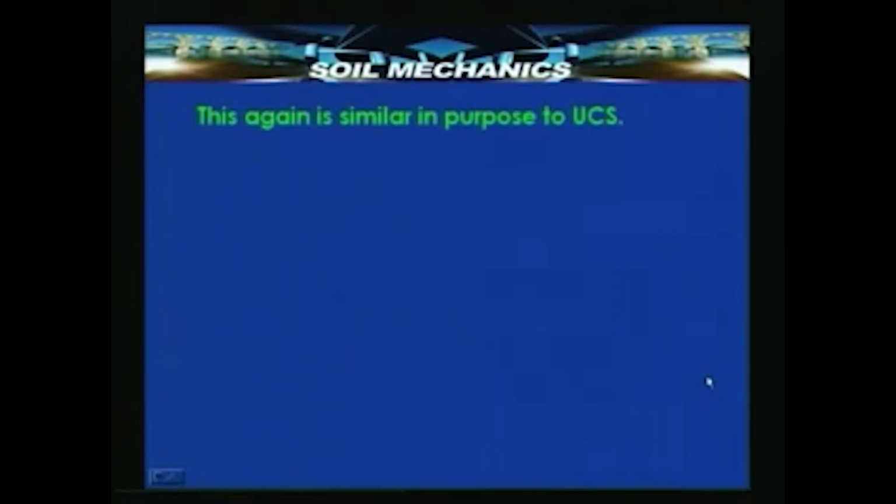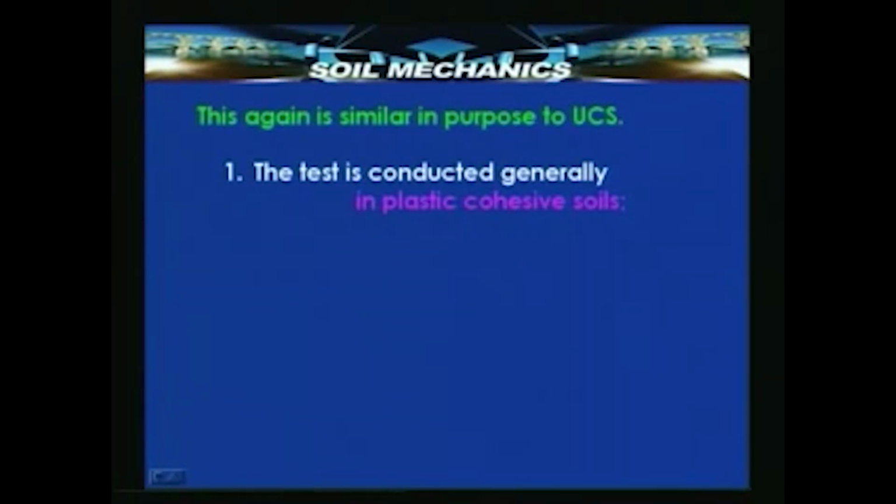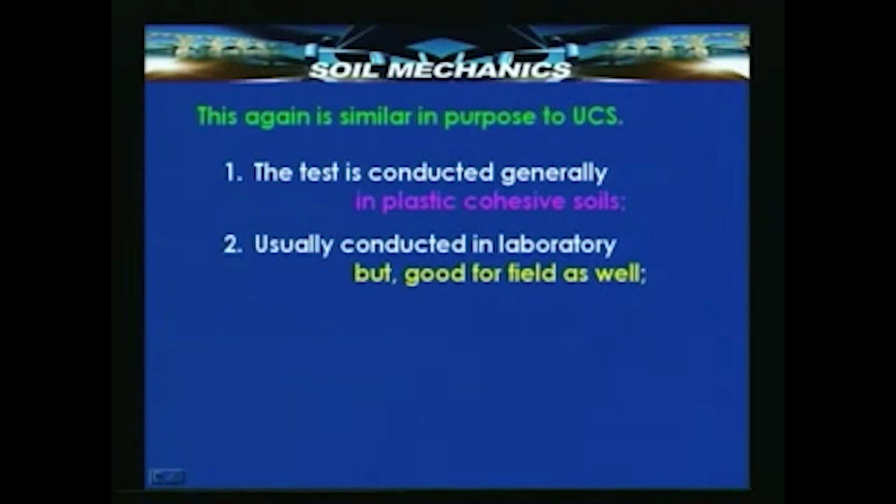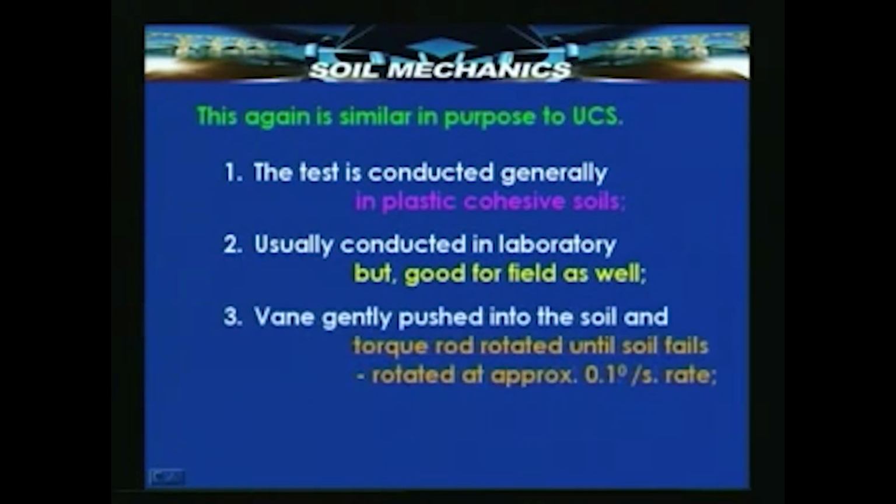This test is again very similar to the unconfined compressive strength test in the sense that it is valid mainly only for plastic cohesive soils. It is usually conducted in the laboratory, but it is good for field as well. The vane is very gently pushed into the soil so that it does not disturb the soil, and then a torque is applied to the handle or the rotating rod at the top until slowly the vane rotates and shears the soil, and the soil fails in shear.